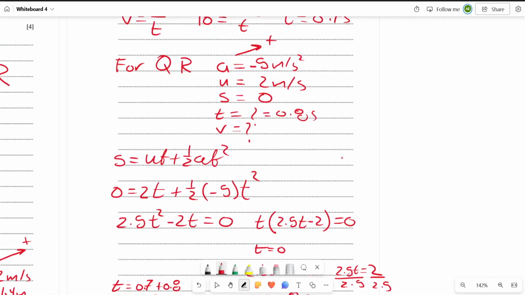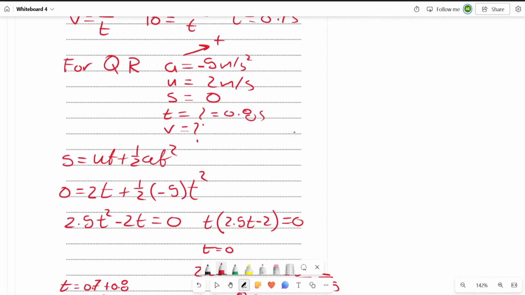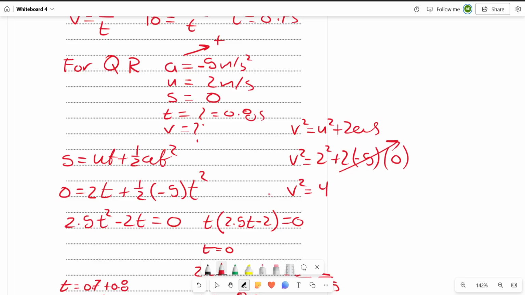To get v, I can use the equation that doesn't have a t, or I can use any actually. But I prefer to use everything that is given rather than something that I calculated, because it minimizes the errors. So v squared equals u squared plus 2as. v squared equals u, which is 2 squared, plus 2 times a, which is -5, times s, which is 0. So v squared equals 4, and v is going to equal plus or minus 2 meters per second.